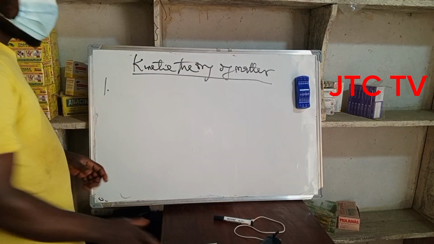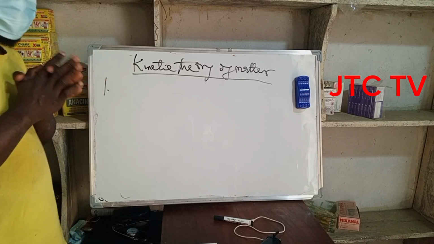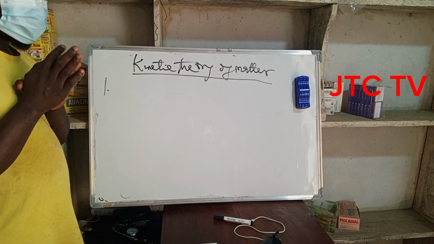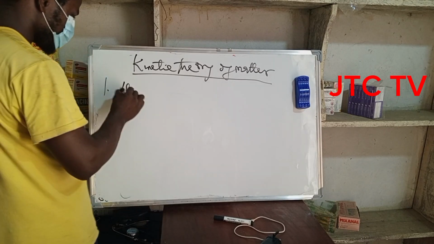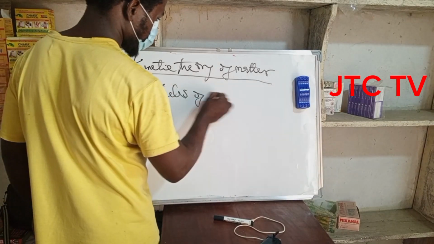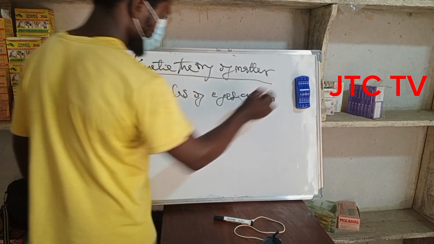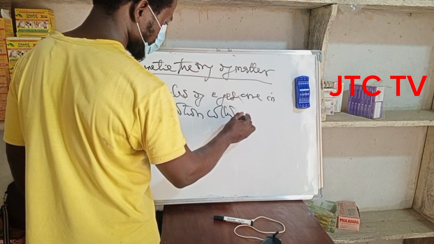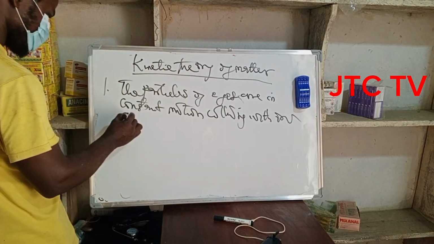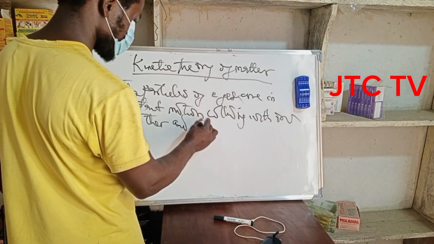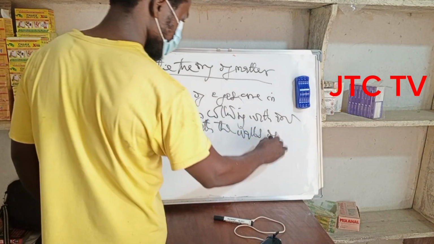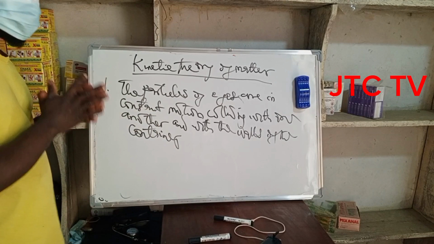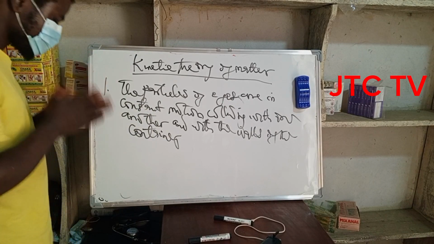So the kinetic theory of matter, the first theory states that the particles of a gas are in constant motion, colliding with one another and with the walls of the container. Okay, so that's the first theory of what? Matter.